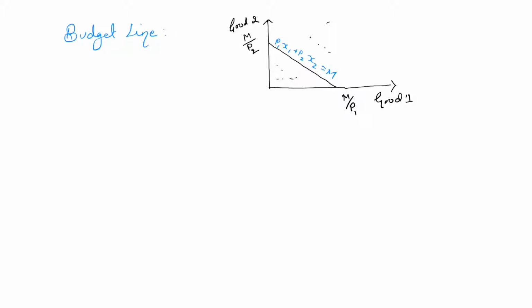Why? Because if we reduce the quantity of good 2 and increase the quantity of good 1 using the same amount of money, the line will still be downward sloping. Suppose we increase the quantity of good 2 and decrease the quantity of good 1, the line will still be downward sloping, whereas the equation for the budget line will be the same, P1 x1 plus P2 x2 equals M. Therefore the budget line is always downward sloping.